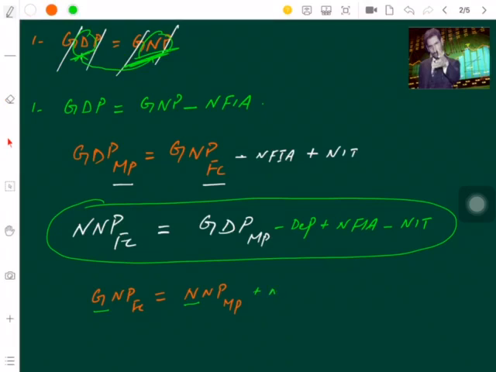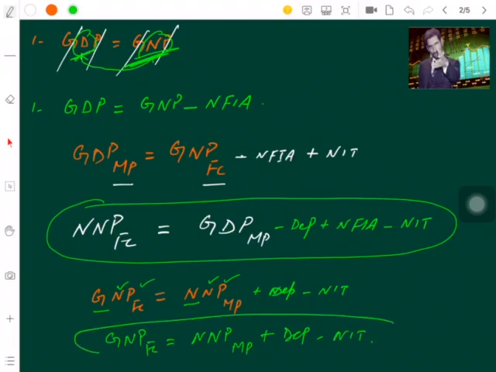Net plus depreciation is equal to gross. This is national, this is national, we have to do nothing with it. This is product, we have to do nothing with it. Market price minus NIT will be equal to factor cost. So our final formula will be GNP at FC is equal to NNP at MP plus depreciation minus NIT. So by this way, you can reach any conclusion or talk of any aggregate in any way.